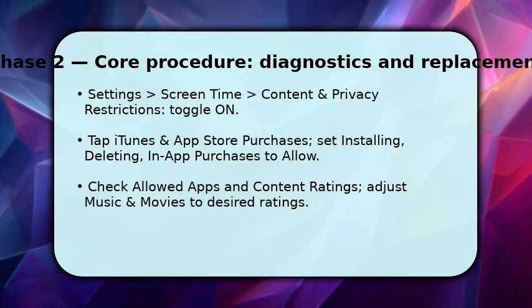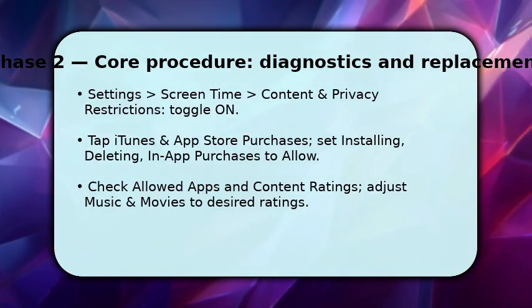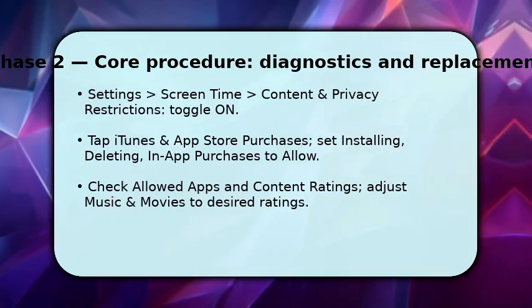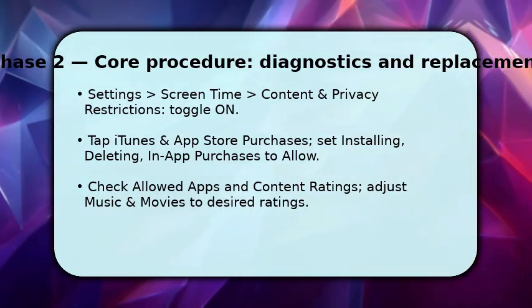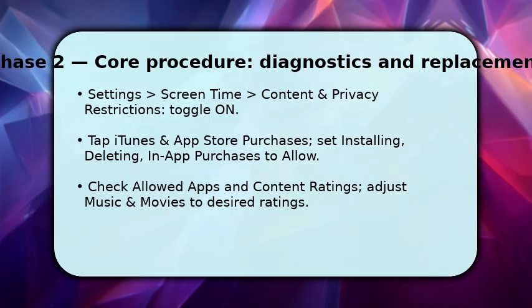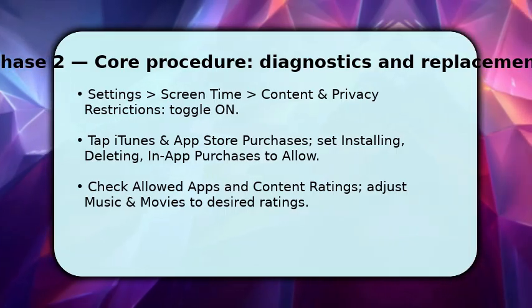Now make the actual changes. In Settings, open Screen Time and enable content and privacy restrictions. Tap iTunes and App Store purchases and set installing apps, deleting apps, and in-app purchases to allow so purchases and media installs work. Next, review allowed apps and content restrictions.